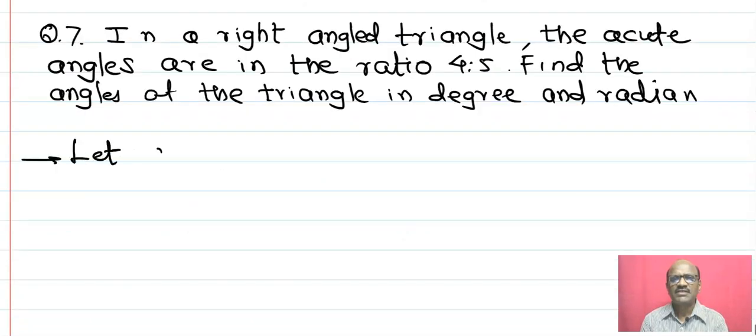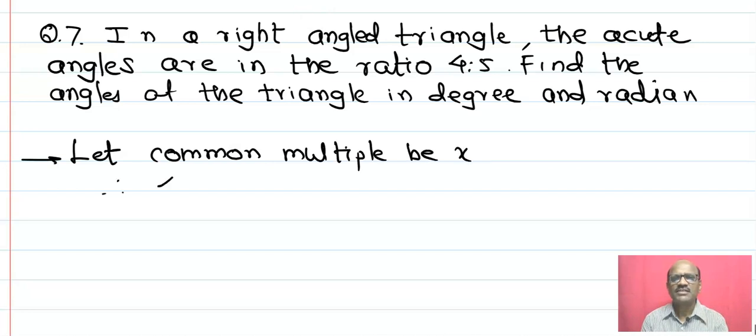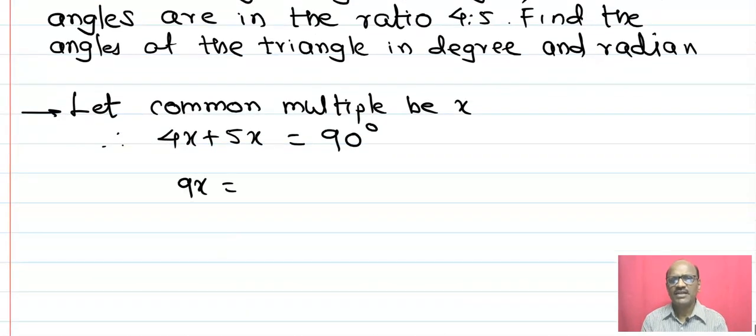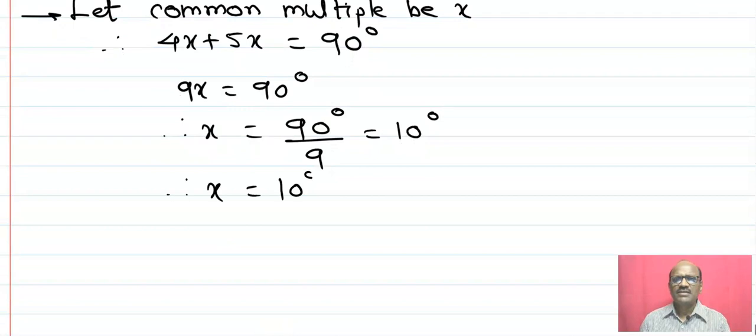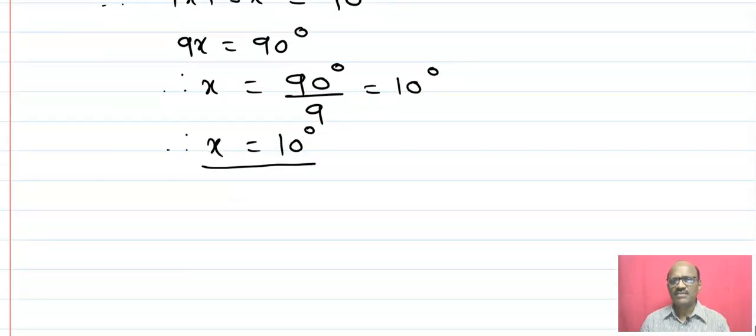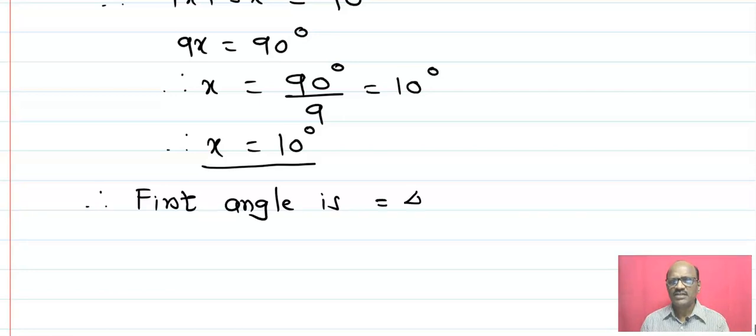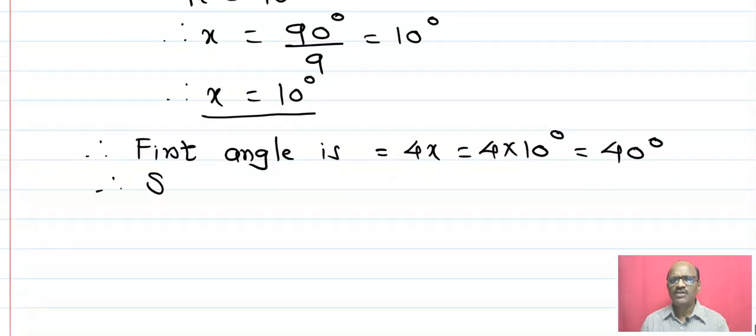Question number 7. In a right angle triangle, the acute angles are in the ratio 4:5. Find the angles of the triangles in degree and the radian. Now then, in right angle triangle, one angle is right and the sum of both acute angles is 90. Therefore, let common multiple be x. Therefore, the first angle is 4x, second is 5x, that is equals to 90. Therefore, 9x is equals to 90. Therefore, x is equals to 90 upon 9, that is equals to 10 degree. First angle is 4x, that is 4 into 10, that is 40 degree.